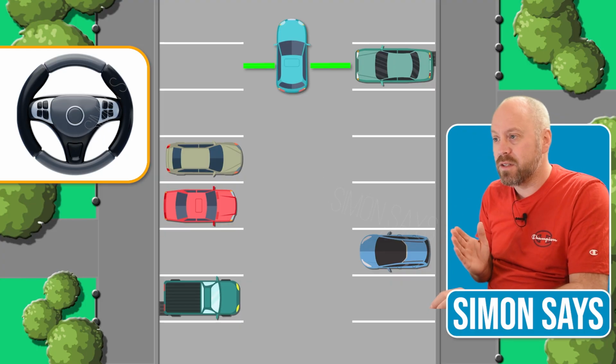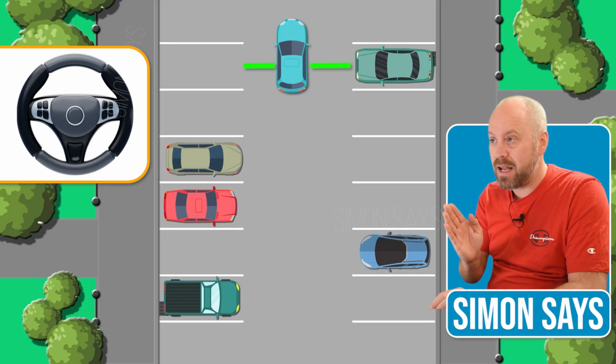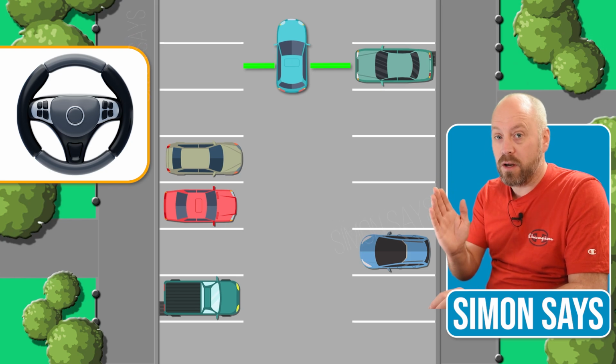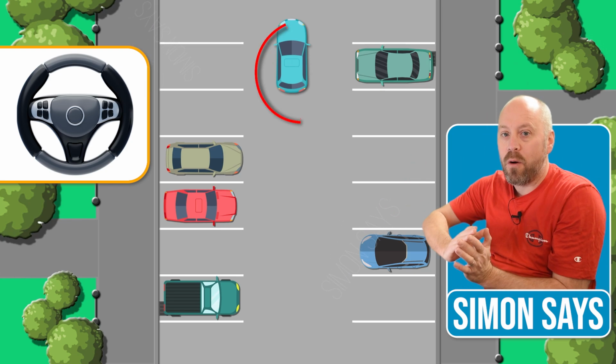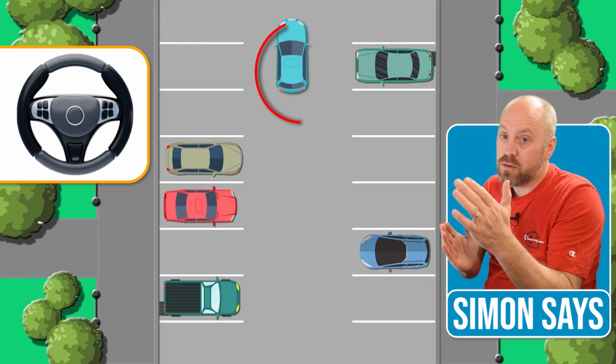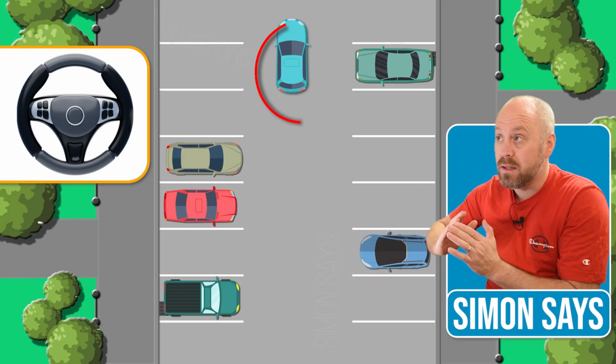So we set ourselves up slightly to the center of the car park. And the reason for this is because when you reverse, the car will swing out. So we don't want to be too close to vehicles on the left, otherwise we'll swing into them.